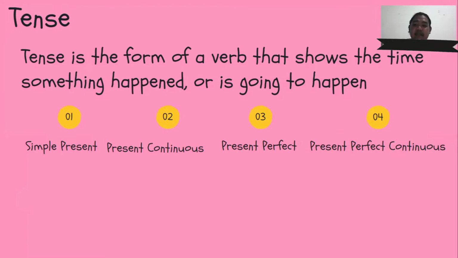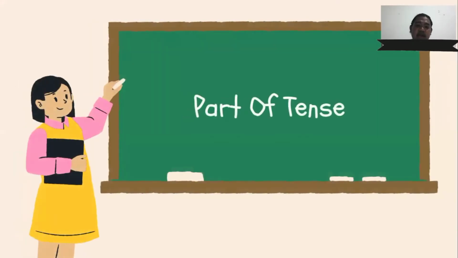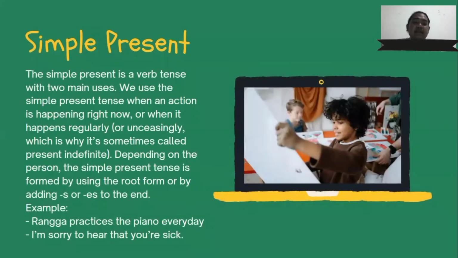The parts of tense we're gonna talk about are simple present, present continuous, present perfect, and present perfect continuous. Now we're gonna go to part number one, the simple present. The simple present is a verb tense with two main uses. We use the simple present tense when an action is happening right now or when it happens regularly or unchangingly, which is why it's sometimes called present indefinite.